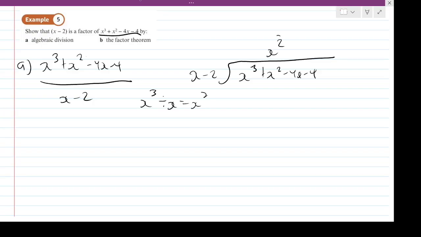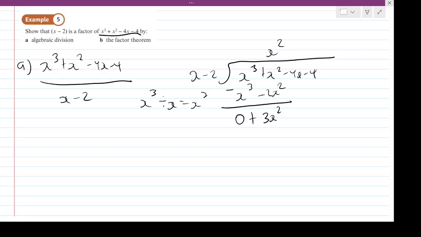And then we multiplied x squared by everything outside the bus stop. So x squared times x is x cubed, and x squared times minus 2 is minus 2x squared. Take them away, then x cubed take away x cubed will be 0, which is what we want. Then x squared take away minus 2x squared, that's a double negative, that'd be x squared add 2x squared, which would be 3x squared.